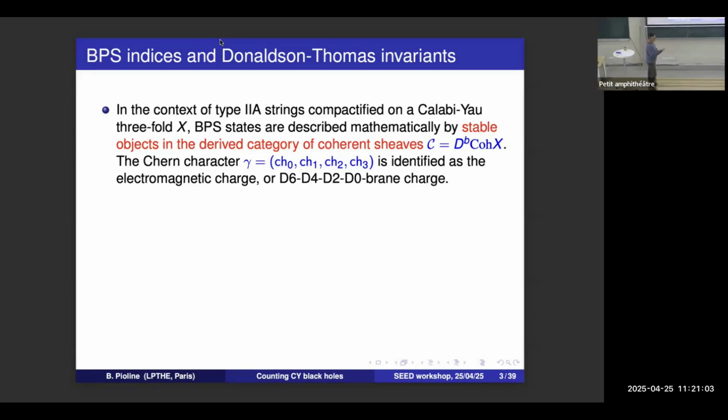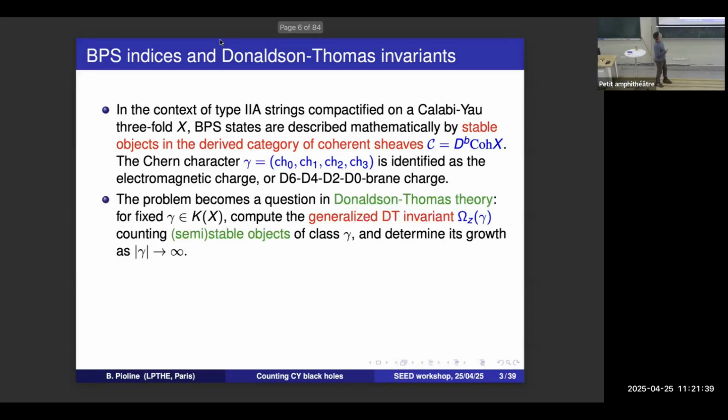It carries a so-called Chern character, like any vector bundle. So Chern 0 is the rank, first Chern class, second Chern class, third Chern class. This corresponds to these D6, D4, D2, D0 charges. Now, the derived category means something much more complicated than the vector bundle. It means a complex of vector bundles. And it's actually important if you want to probe regions in the moduli space where the Calabi-Yau is not just very large, but can have a string size. It's also a very robust mathematical concept.